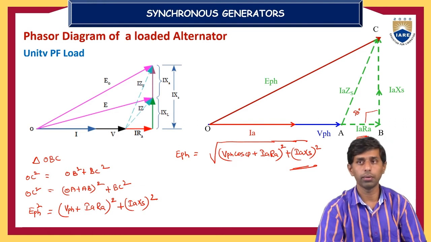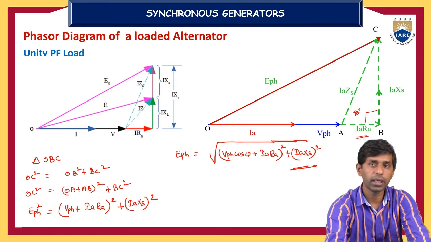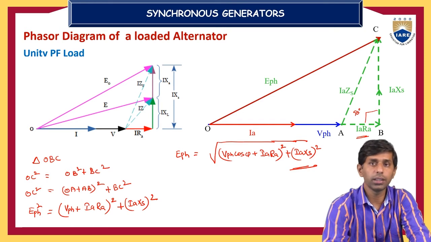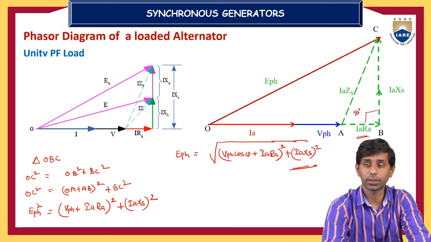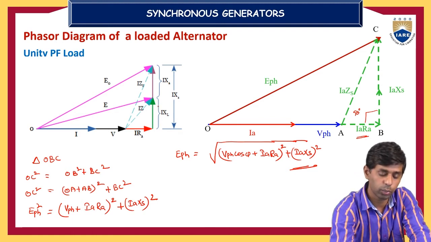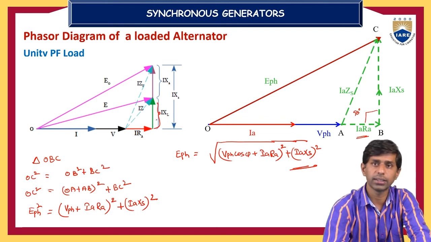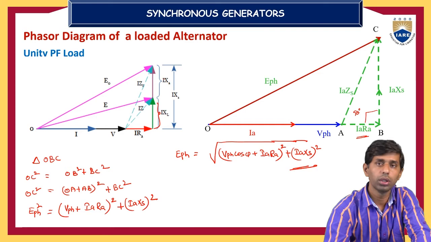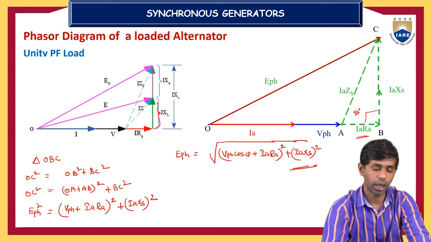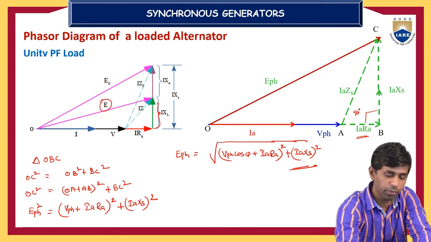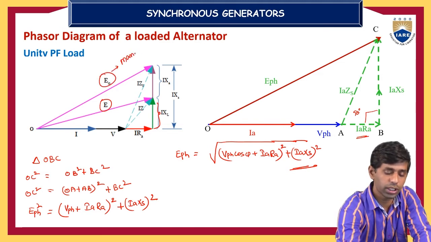Similarly, you can draw the vector diagram in another way, by splitting the synchronous reactance drop into the armature reaction reactance drop as well as the leakage reactance drop. In this vector diagram, I have clearly shown the drop due to leakage reactance, IAXL, and the drop due to the armature reaction effect, IAXA. So here are the induced EMF E and E naught. E naught represents the maximum no load induced EMF.